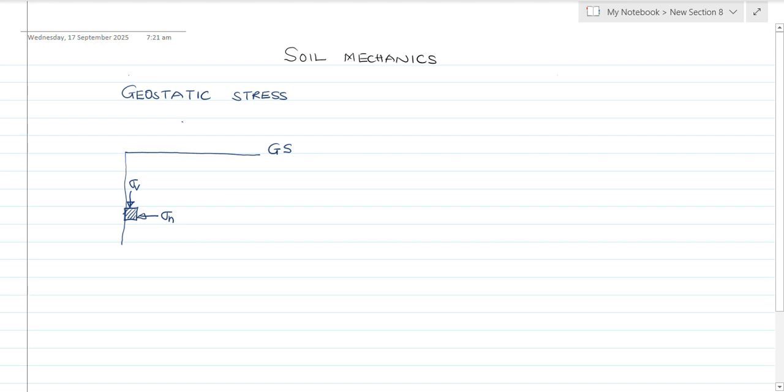Here we are going to look at one-dimensional stresses, and so we are going to focus on the vertical stresses. Do you get it? Now, when we talk about geostatic stress, we are looking at stress as a result of geo, that is soil material or earth material.